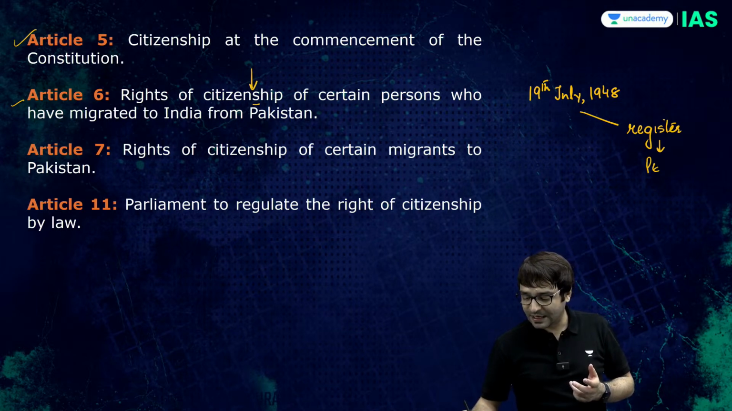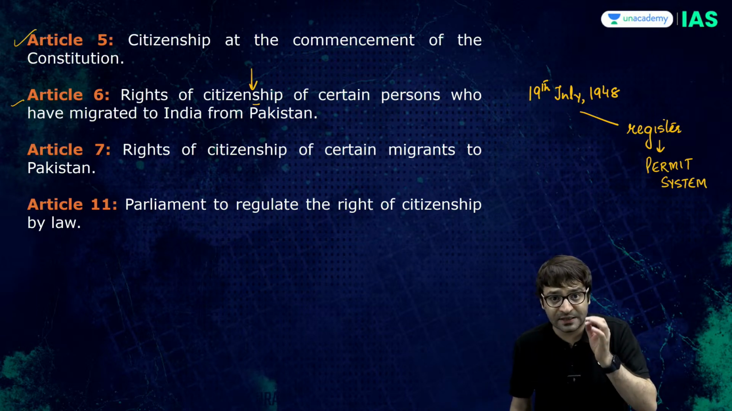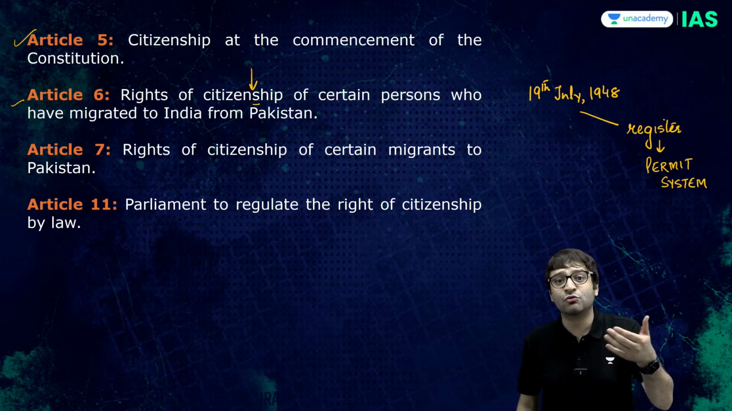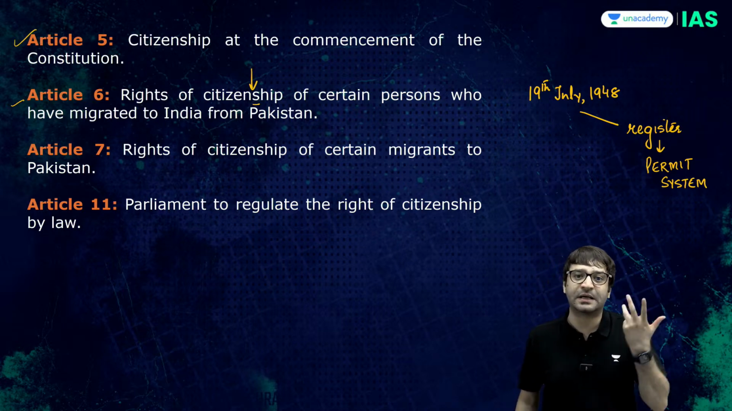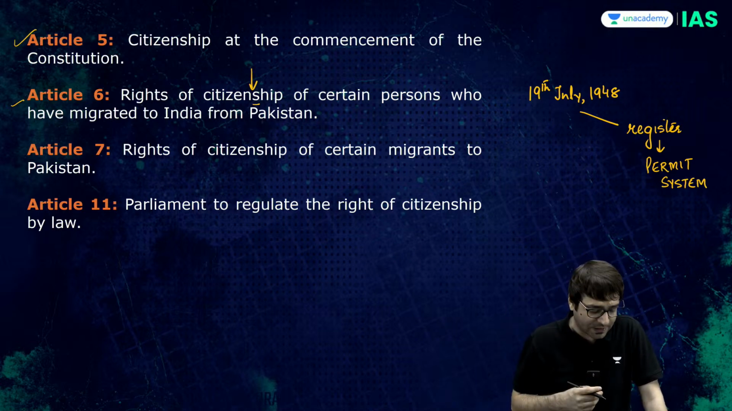And this is where the permit system was introduced by the government. So after this date, not everybody would get citizenship. Only those who are permitted by the government of India will be granted citizenship. Why? We have discussed that previously in our classes as well.